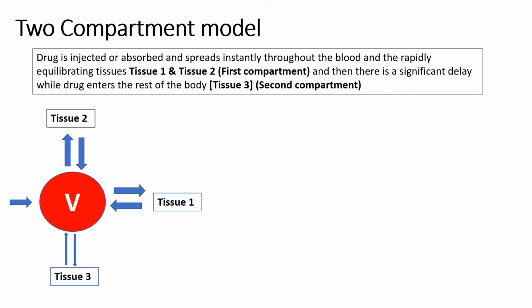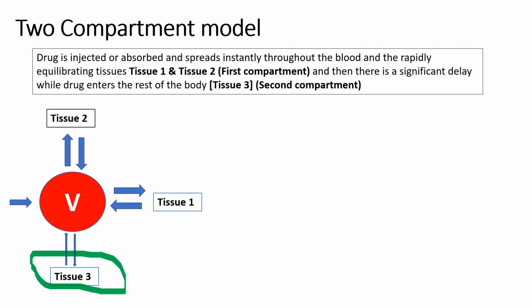Next is the two compartment model. The drug is injected, absorbed and spread instantly through the blood to the rapidly equilibrating tissues. That is tissue 1 and tissue 2. That is the first compartment. And there is a significant delay while the drug enters the rest of the body. That is tissue 3, the second compartment. So this is the second compartment here.